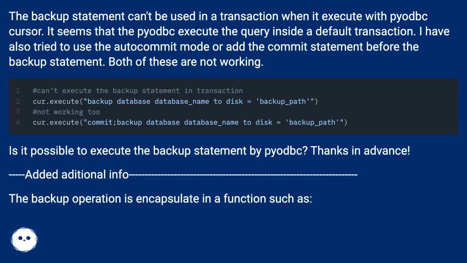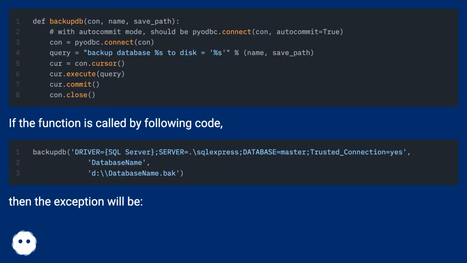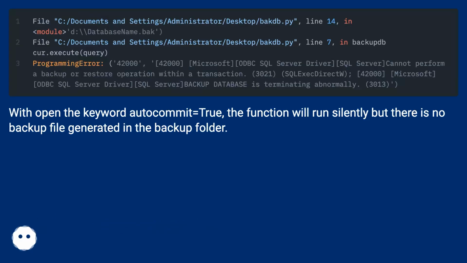Added additional info. The backup operation is encapsulated in a function such as, if the function is called by the following code, then the exception will be, with the keyword autocommit equals true, the function will run silently, but there is no backup file generated in the backup folder.